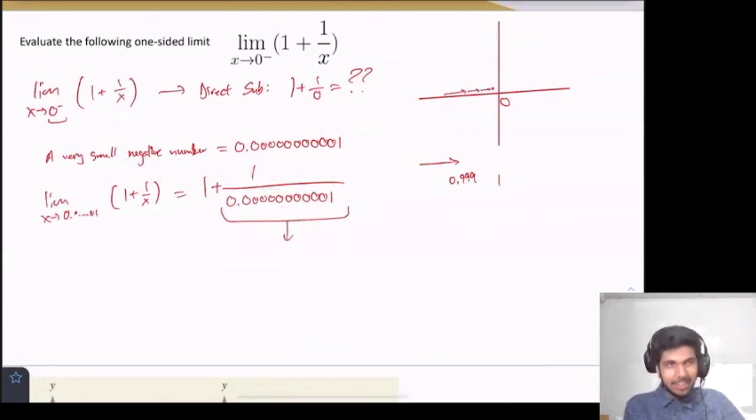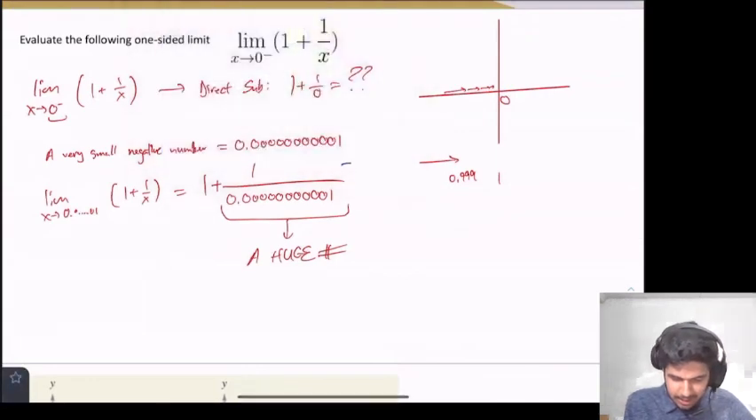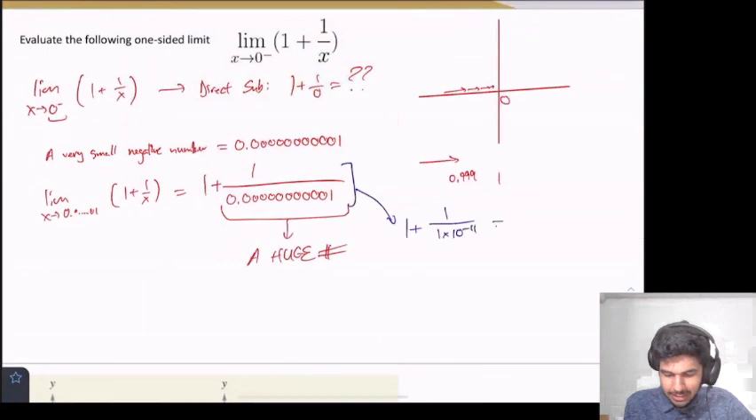This is, well, a huge number. It's huge. And you can evaluate this yourself, right? We can represent the bottom part in scientific notation. Let me just change colors, right? This goes to like 1 plus 1 divided by 1 times 10 to the negative 11, counting 1, 2, 3, 4, 5, 6, 7, 8, 9, 10, 11. That's just equal to 1 plus 10 to the 11, which is huge, right?